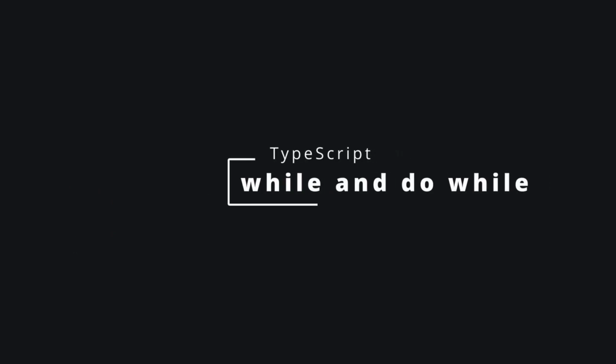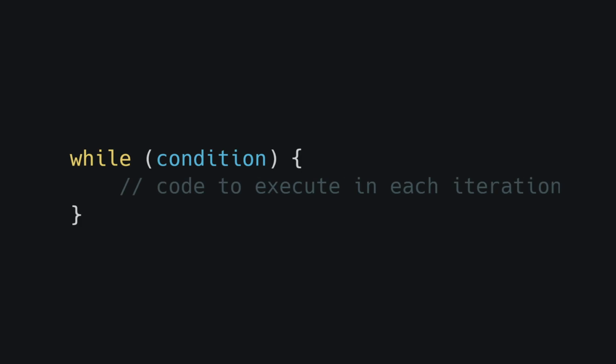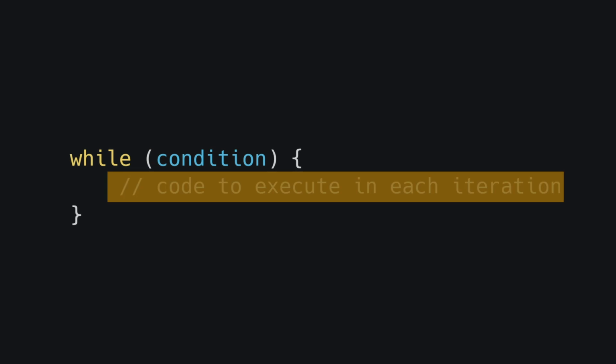TypeScript also provides us with other loop variations like while and do-while loops. The while loop executes a block of code repeatedly as long as a condition is true. The code inside the loop's block will execute in each iteration.